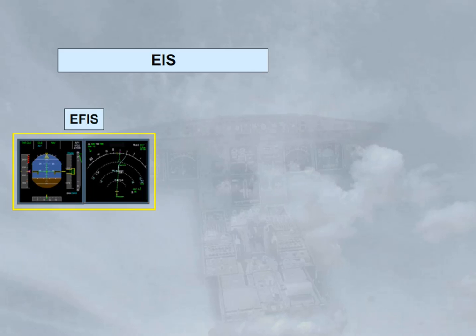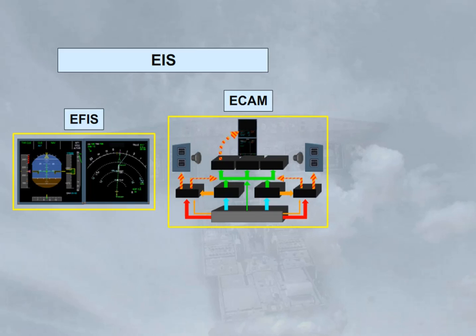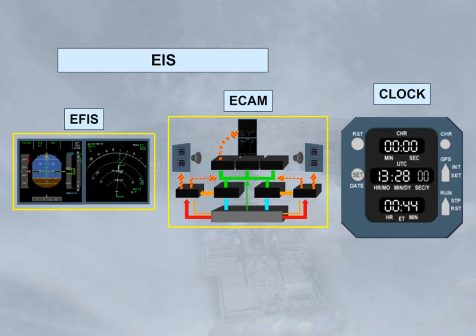In this module, we introduced you to the electronic instrument system with its 2 subsections, the EIS and the ECAM, and to the clock. In the next modules, we will concentrate mainly on the ECAM system, and then, later on in the course, we will look at the EIS displays in greater detail.